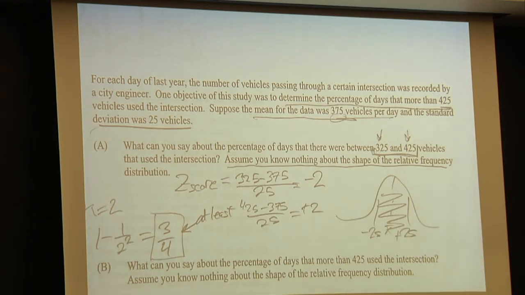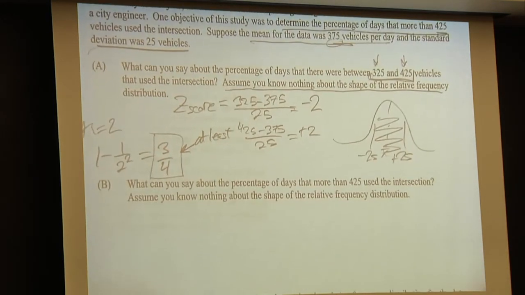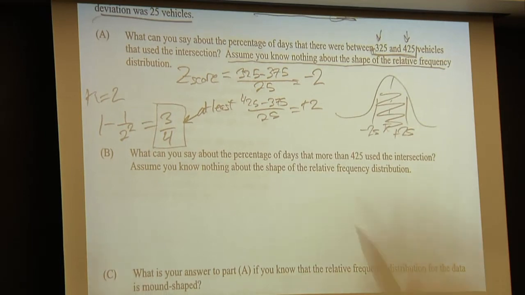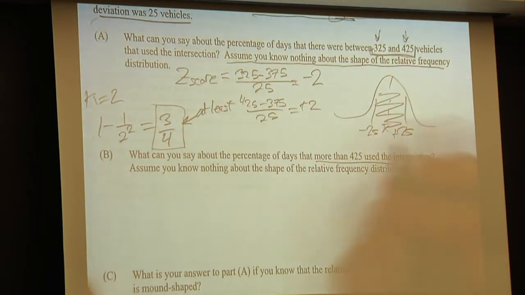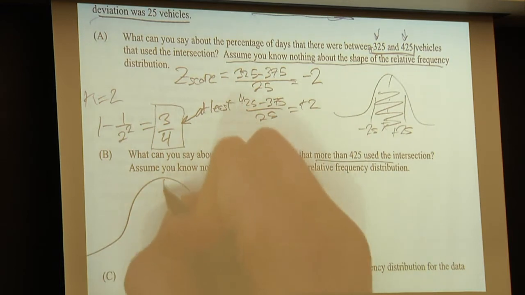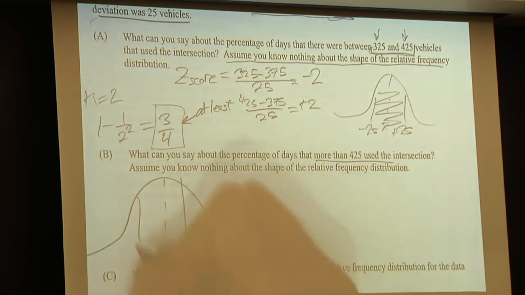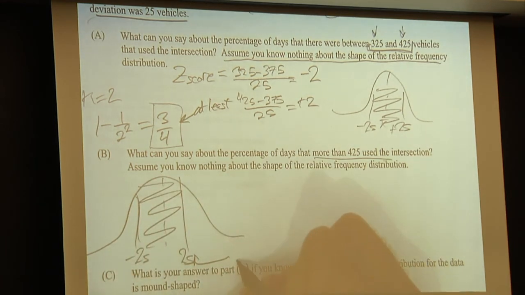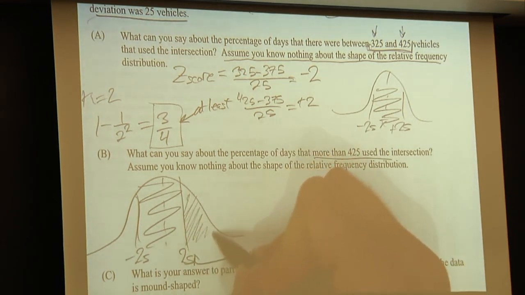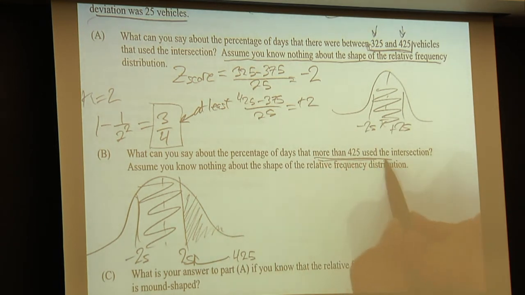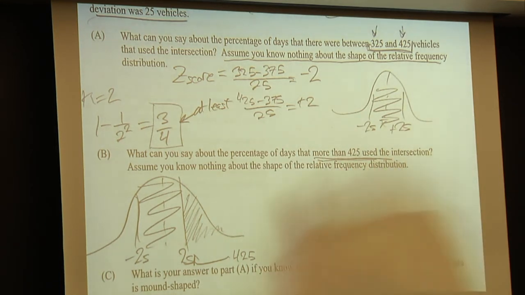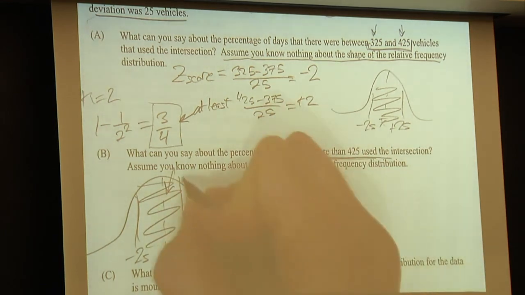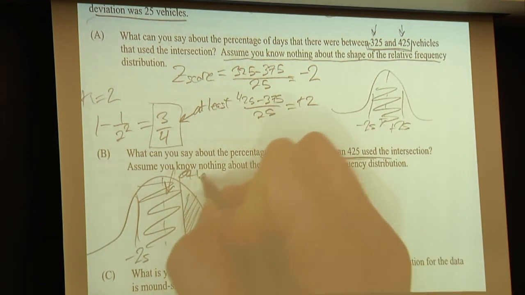And that means when we look at part B here, we're going to say, what can we say about the percentage of days more than 425 use the intersection? So we just looked at within 2 standard deviations. Sorry for my wonderfully symmetrical graph here. 2 standard deviations, and we know that the x corresponding with 2 standard deviations above was 425, right? So they're now asking, what's the area here? What do we know about more than 425 cars using the intersection in a day? And we already said this is at least 3/4, right? That's got to be at least 3/4.